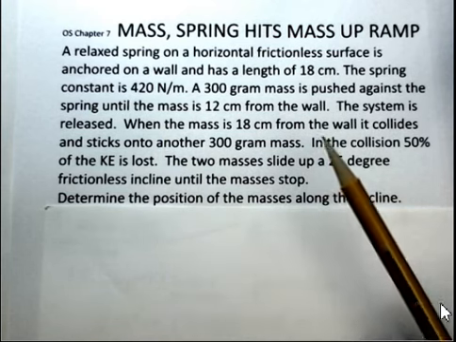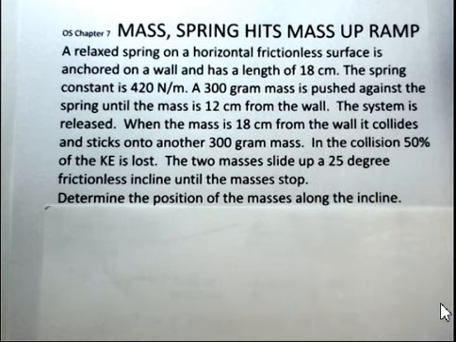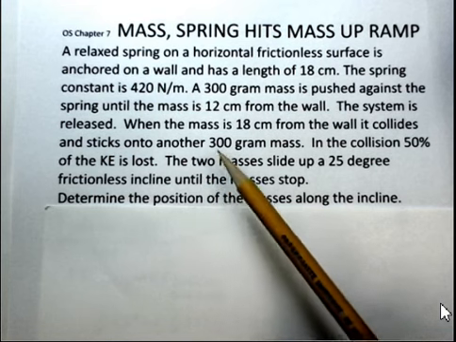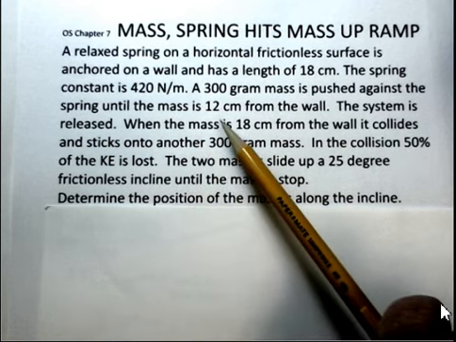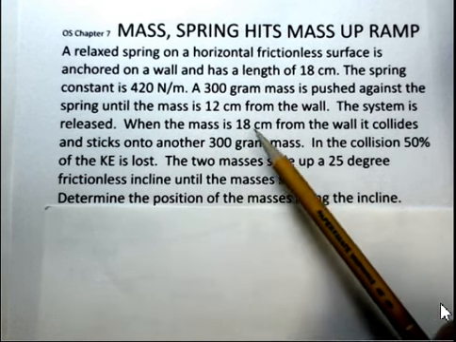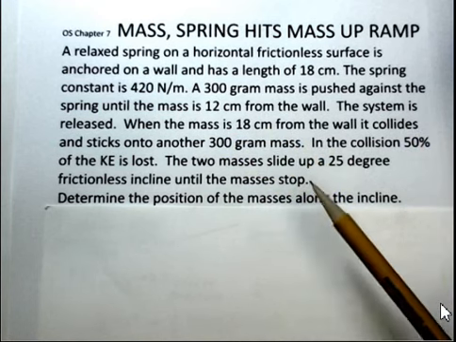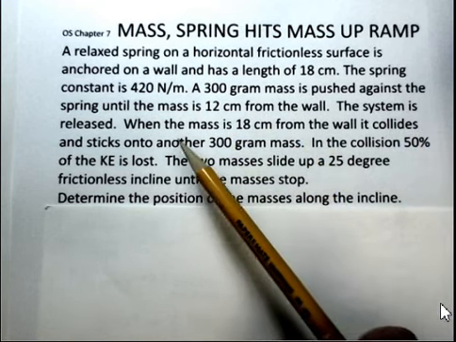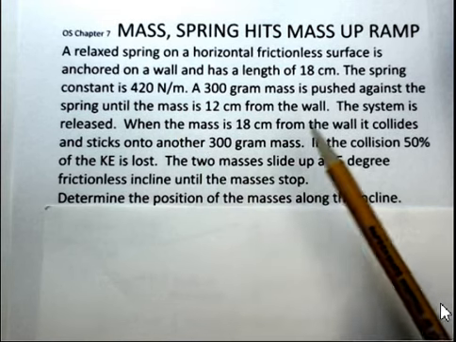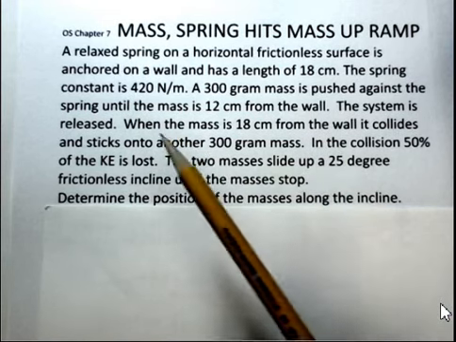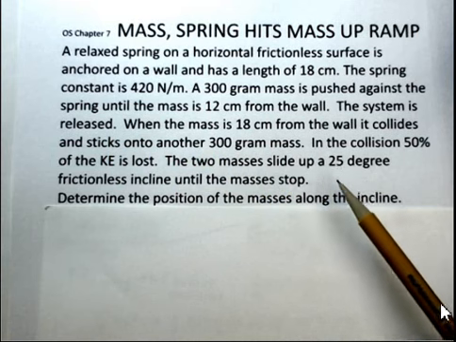There is a 300-gram mass that someone is going to push against the spring until this mass and the end of the spring is now 12 centimeters from the wall. So we're compressing the spring. The system's released, and this mass then is going to be pushed by the spring back to the right. We compress to the left. The spring pushes back to the right.